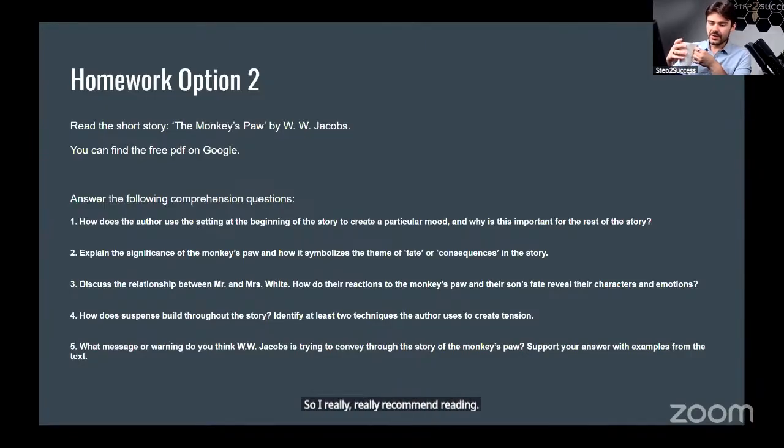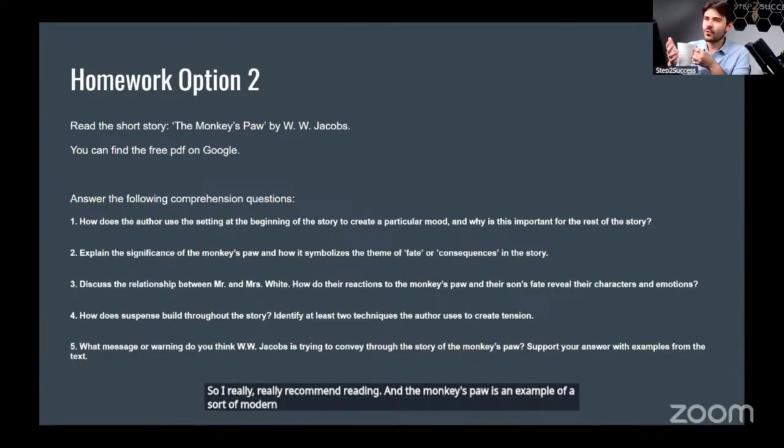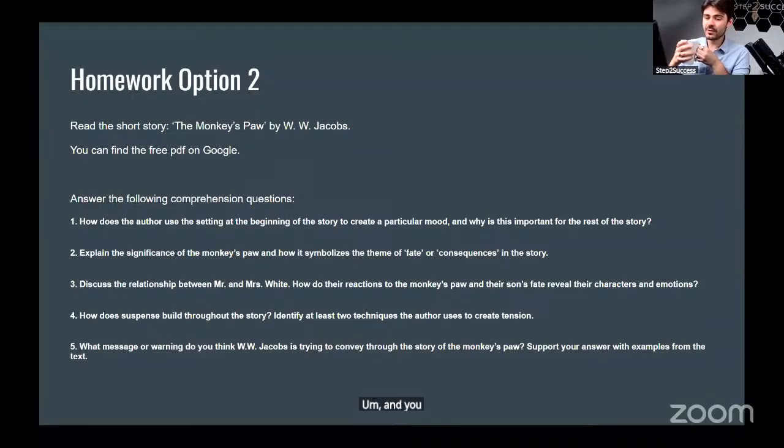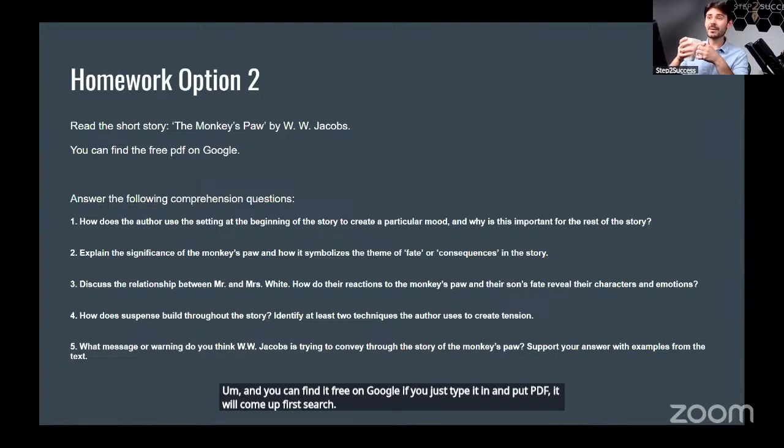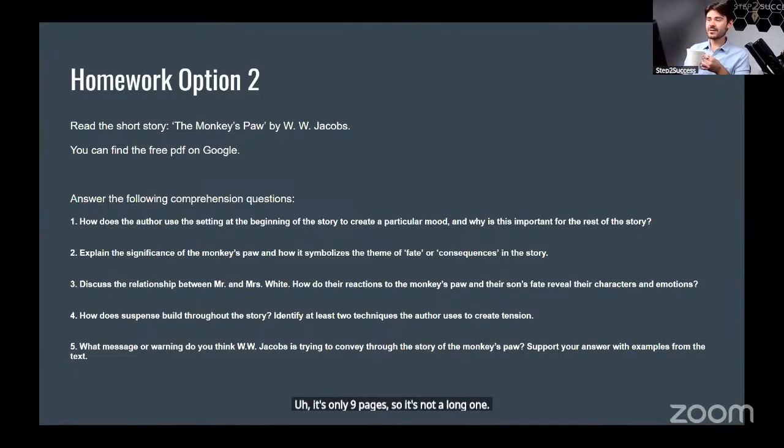And The Monkey's Paw is an example of a sort of modern Gothic story. So linking to what we did last week. And you can find it free on Google. If you just type it in and put PDF, it will come up first search. It's only 9 pages, so it's not a long one. It'll only take you 20 minutes or so, but I would heavily recommend.